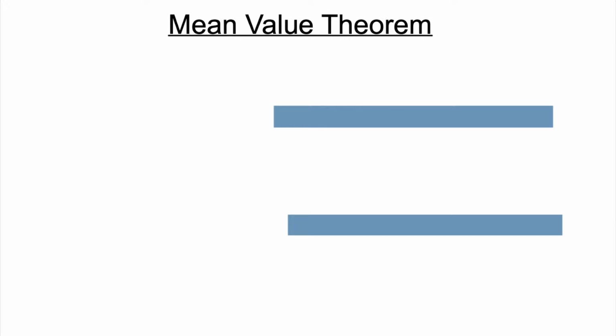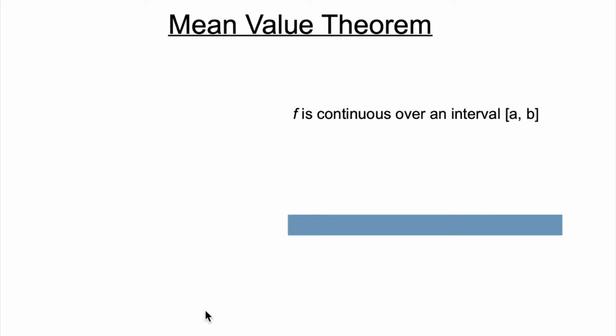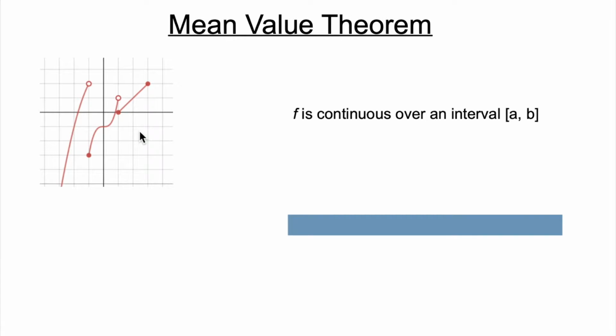All right, mean value theorem. So first thing you need to know is there's two things that define it. First thing is your function f has to be continuous over a closed interval, a and b. So it can't be anything that looks like that. That's clearly not continuous.